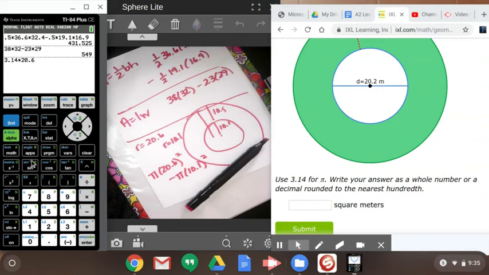20.6 squared minus 3.14 times 10.1 squared. And then to the nearest hundredth. So that is 1012.18.